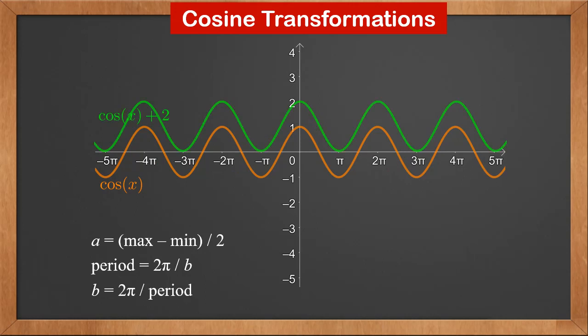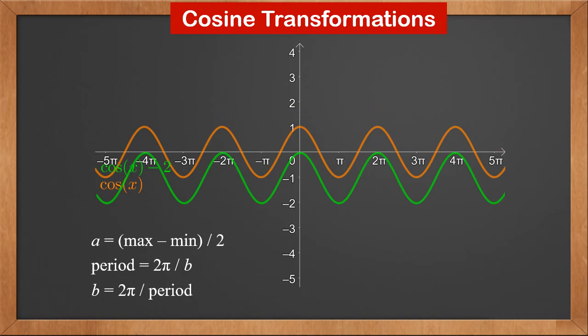This is cosine x plus 2. It's moved up by 2. This is cosine x minus 2. It's moved down by 2. You should be able to sketch a graph with these transformations, and get the equation from a graph.